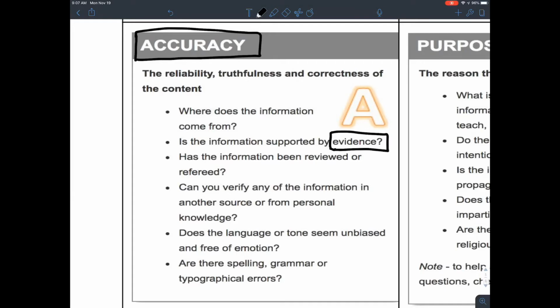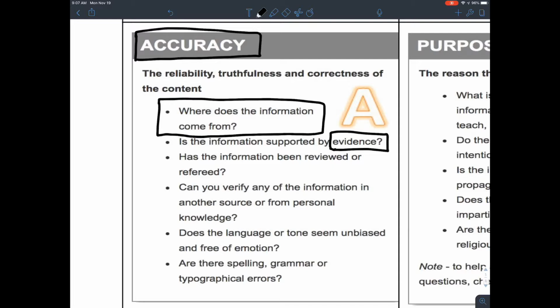Alright, so this video is on accuracy. Accuracy is about the reliability, truthfulness, and correctness of the content. In order to figure out how reliable, truthful, or correct the content is, we have to figure out where that information comes from. Is it coming from a .edu website, a .gov website, something reliable with good authority? Or is it coming from some sort of blog post that could potentially be someone's opinion, not actual facts?